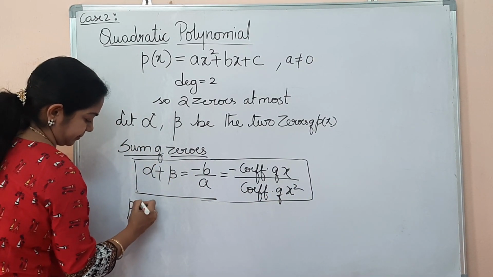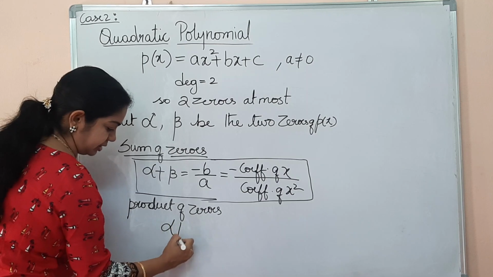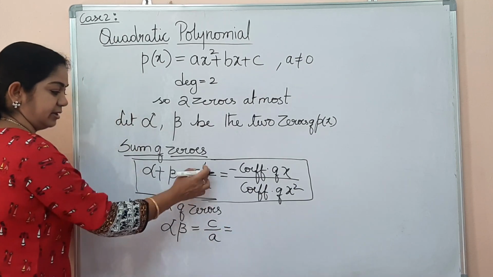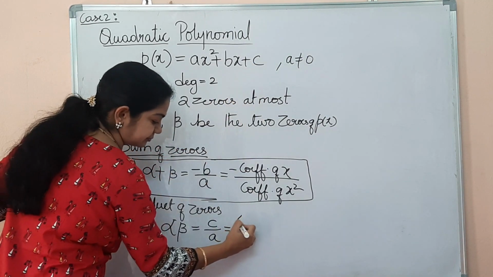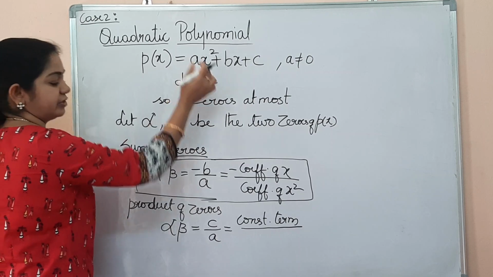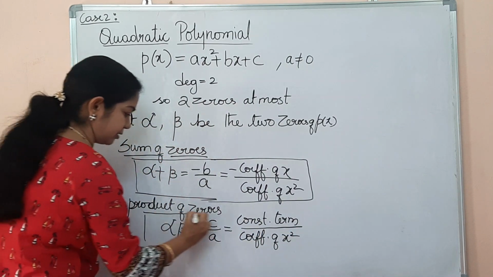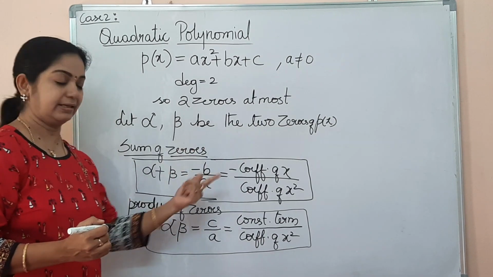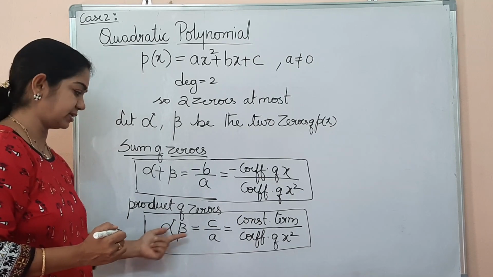Now again, the product of zeros. I'll do the multiplication of the zeros. Here the zeros are alpha and beta. The product of the zeros is given as c by a. There is no minus here, just c by a. What is c here? The constant term, and a is the coefficient of x square. So this is the formula, and this we need to remember. Now we will be verifying it using one example. Alpha plus beta is minus b by a, and the product alpha beta is c by a.